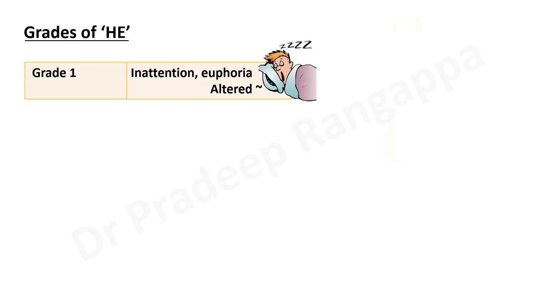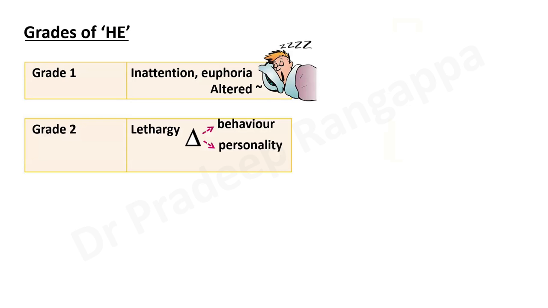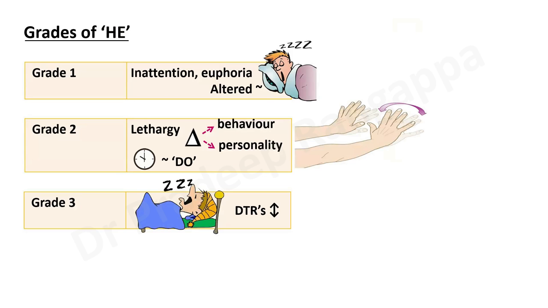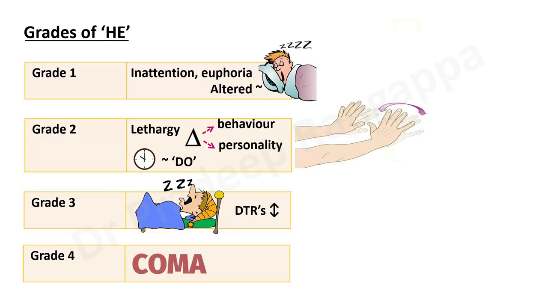So now we'll just move into grades of hepatic encephalopathy, which many of you may be familiar with. Grade 1 hepatic encephalopathy is where they have inattention, euphoria, or altered sleep pattern. So patients may be sleeping. Grade 2 is where they have lethargy or changes in behavior and personality, and the time orientation would be lost. Grade 2 encephalopathy is also when they start having flapping tremors or asterixis. Grade 3, they become more stuporous, and deep tendon reflexes can be dampened or can be worsened. Grade 4 is coma.